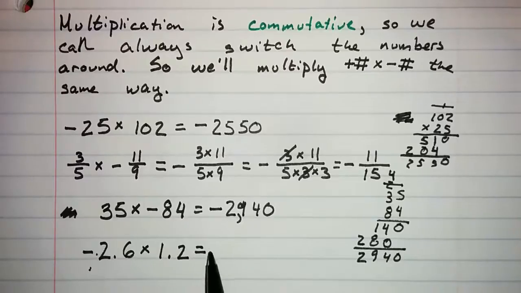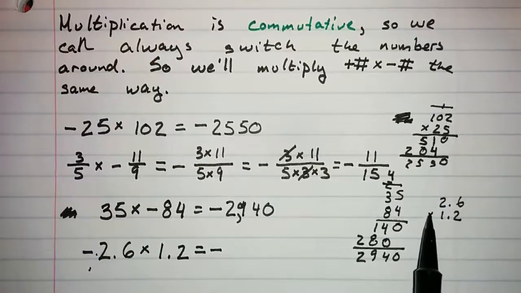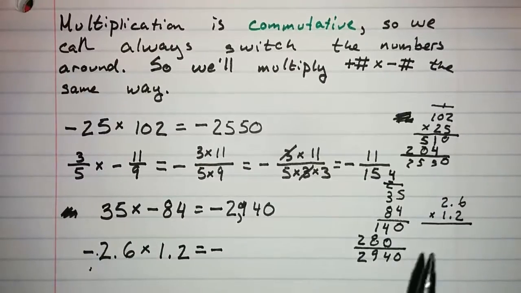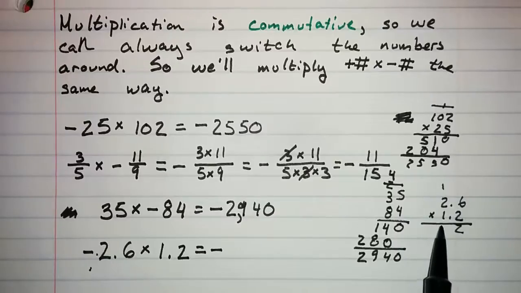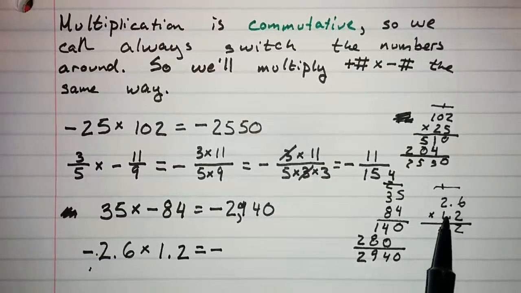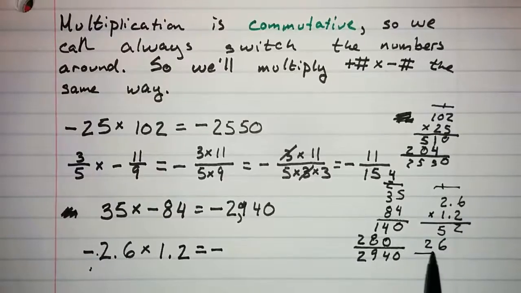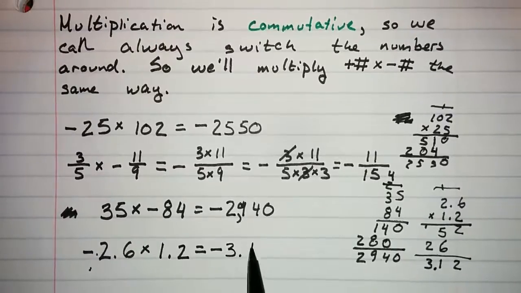Negative 2.6 times positive 1.2. Negative times positive, so the answer is negative. 2.6 times 1.2. Ignore the decimal points and multiply. 2 times 6 is 12. 2 times 2 is 4, and 1 is 5. 1 times 6 is 6. 1 times 2 is 2. Add them up. And then I want 2 digits after the decimal point. 3.12.